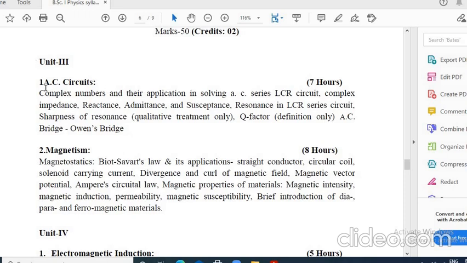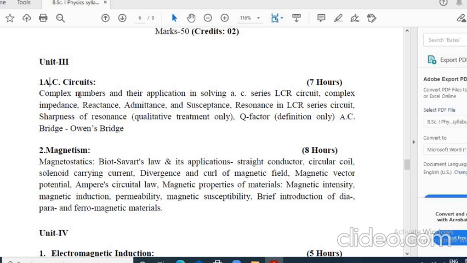So already you have studied AC circuits in 12th standard. That is, AC circuit consisting of resistances, then capacitor, inductance, through which when AC is passed, how the current and voltage behave, we already discussed in 12th standard, and you know that.